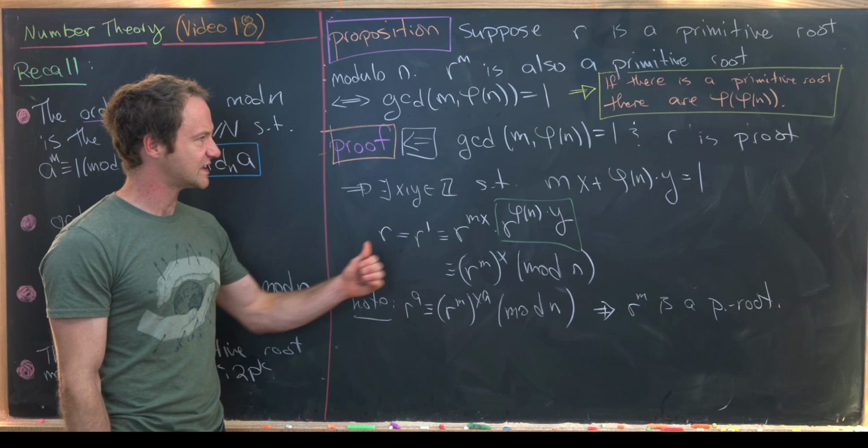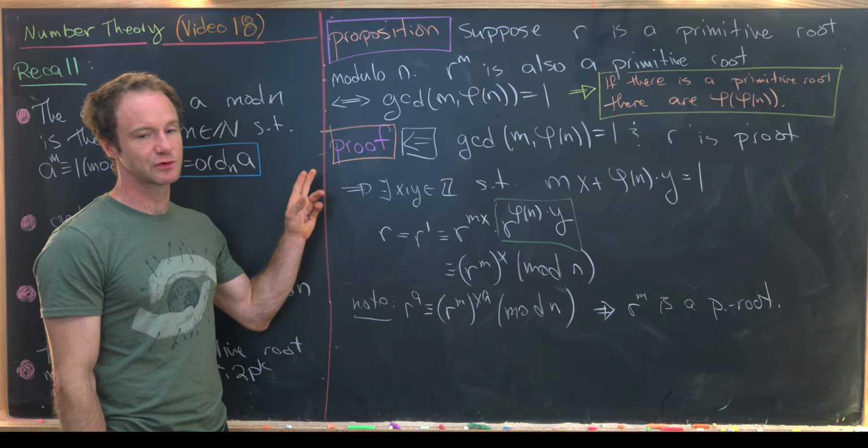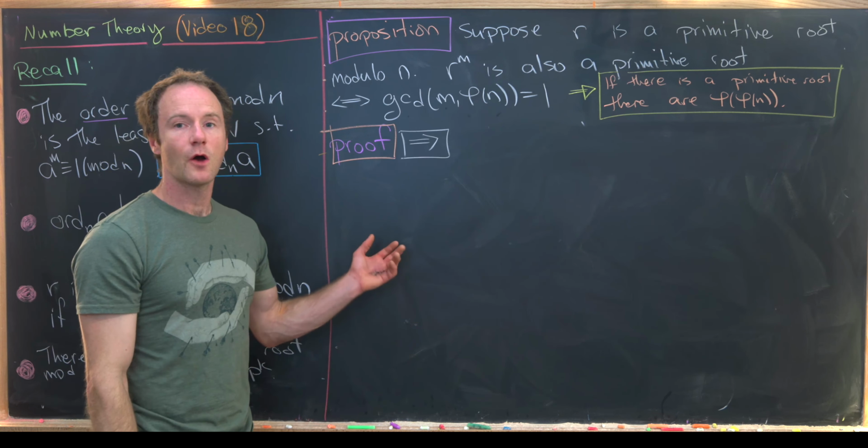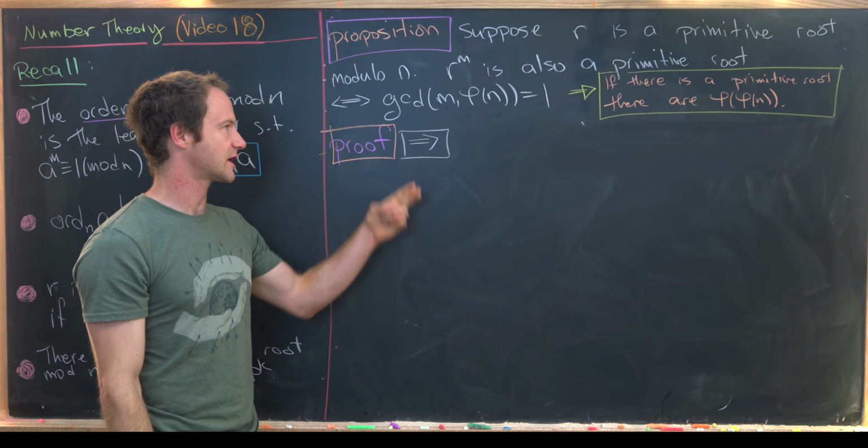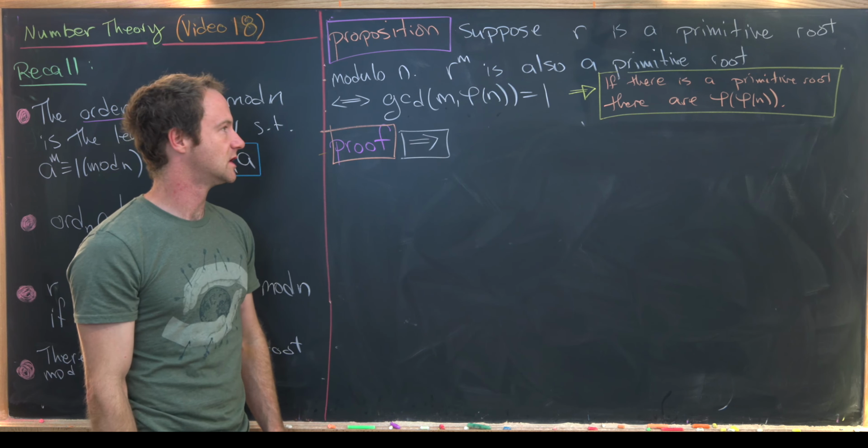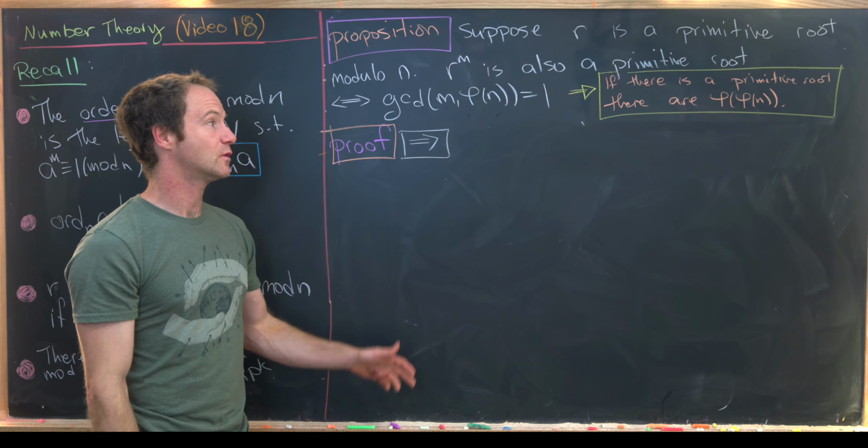Okay, so that finishes this reverse direction. So now let's prove the forward direction. We just finished the reverse direction. Now we're going to consider the forward direction. And we'll indeed do this by a contrapositive instead of a direct proof.